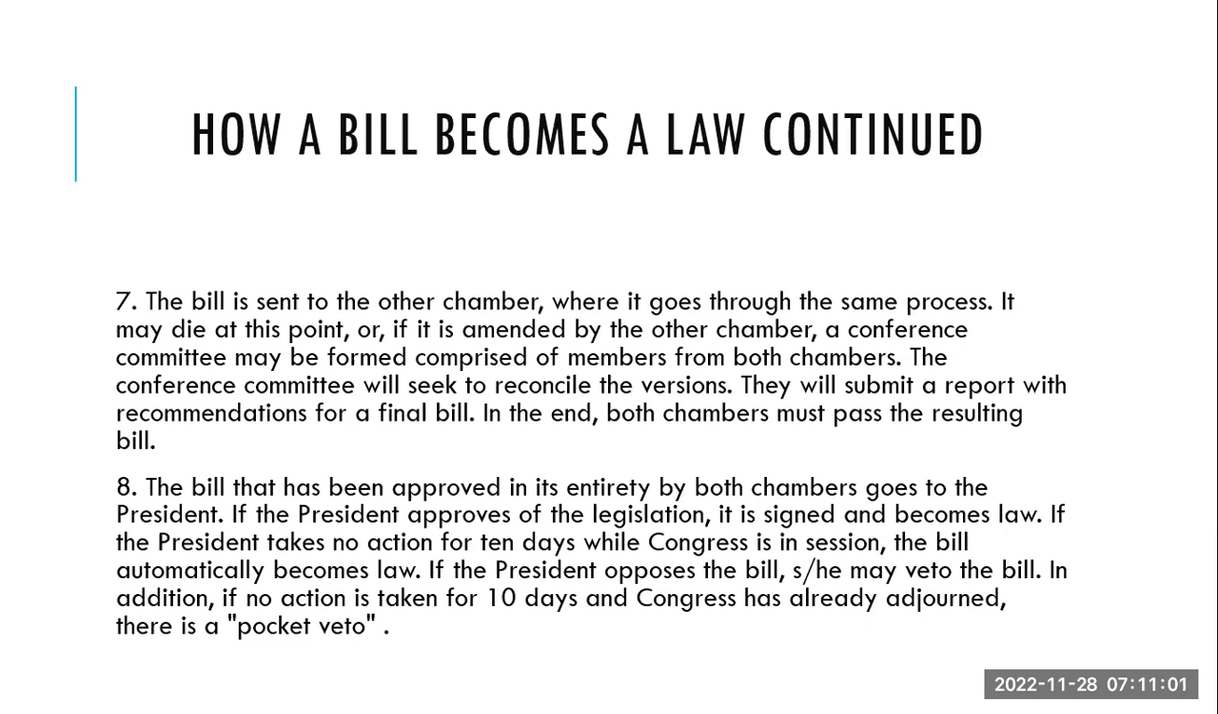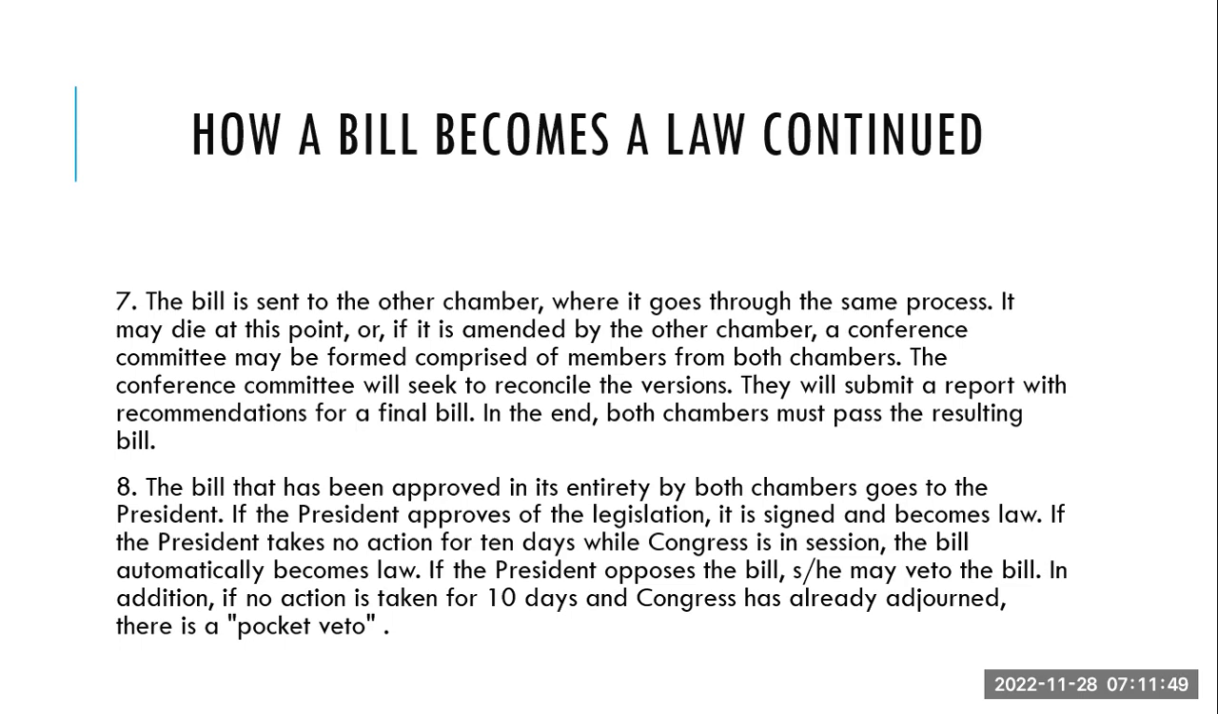The bill is sent to the other chamber, where it goes through the same process. It may die at this point, or if it is amended by the other chamber, a conference committee made up from both sides is formed. The conference committee will seek to reconcile the versions. They will submit a report with recommendations for a final bill. In the end, both chambers must pass the resulting bill. So then, if the bill passed the House and the Senate, the bill that has been approved in its entirety by both chambers goes to the president.